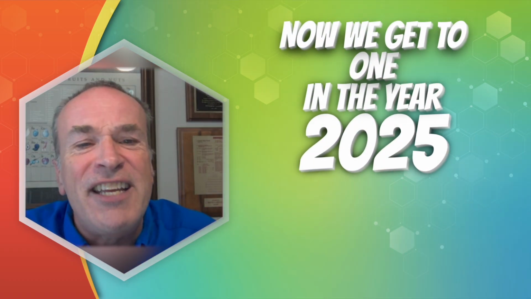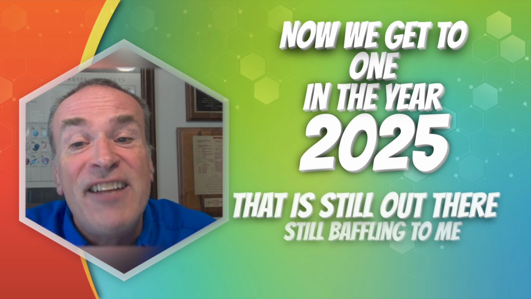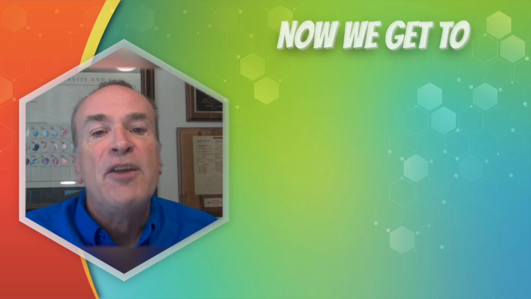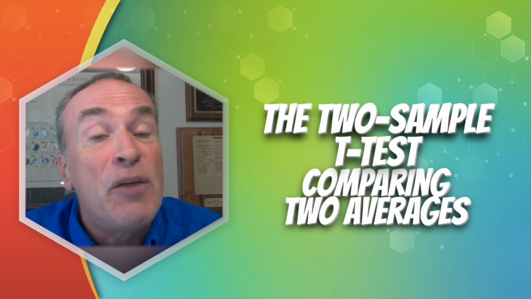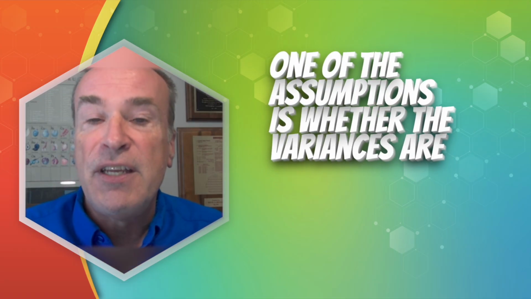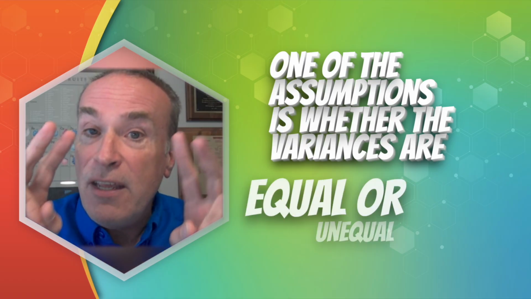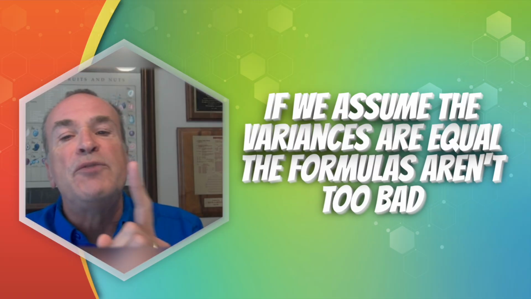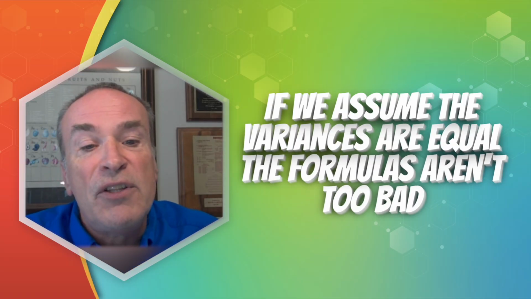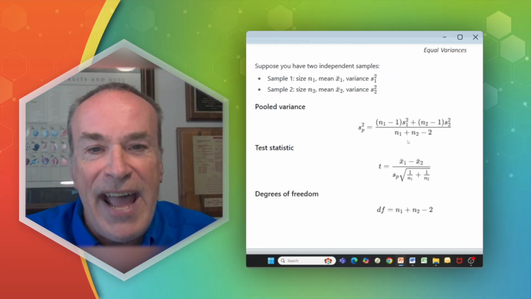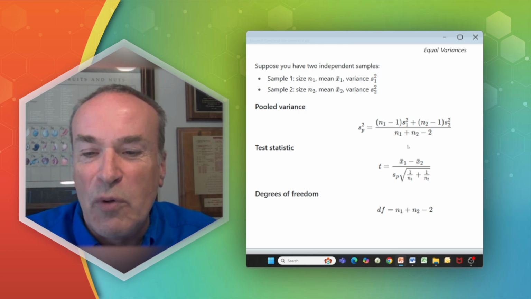Now we get to one in the year 2025 that is still out there and is still baffling to me. The two-sample t-test comparing two averages. Now, one of the assumptions is whether the variances are equal or unequal. If we assume the variances are equal, formulas aren't too bad. You can actually see this. So that doesn't look too bad, all kind of doable.